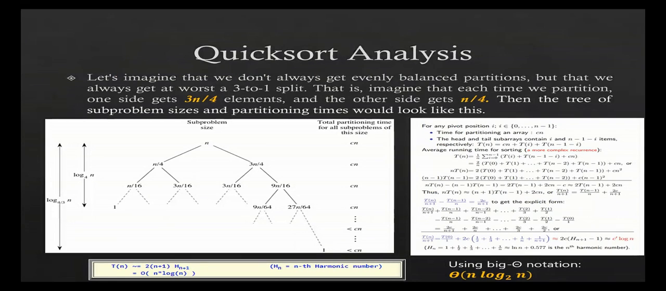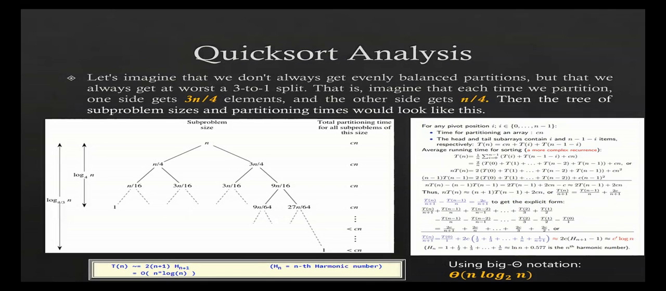Let's imagine that we don't always get evenly balanced partitions, but we always get a worst case of 3 to 1. That is, imagine that each time we partition, one side gets 75% of the elements and the other side gets 25% of the elements. Even then we can get a good average, right?